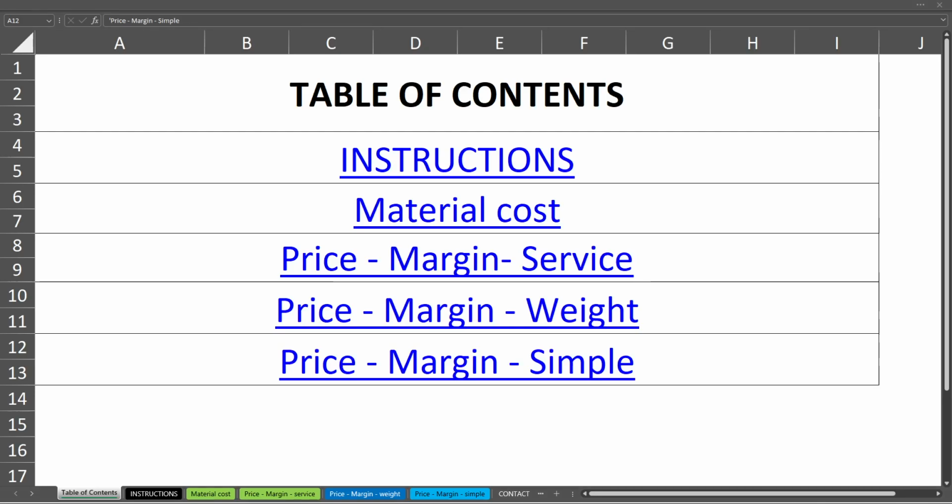So now before we get into each price to margin, margin to price, service, weight, and symbol calculator, let's get into the instructions so then we can find a use case and how to use the sheets.